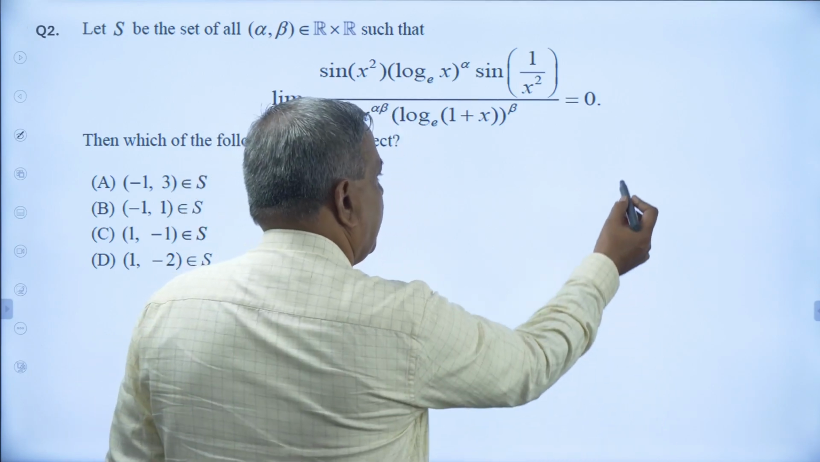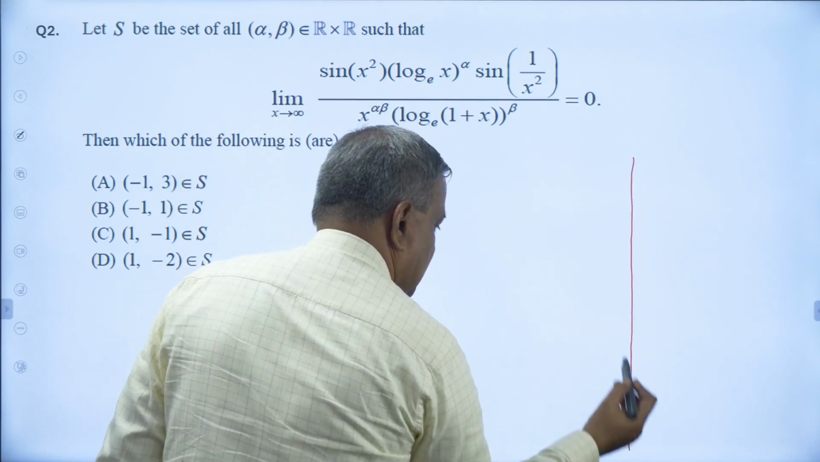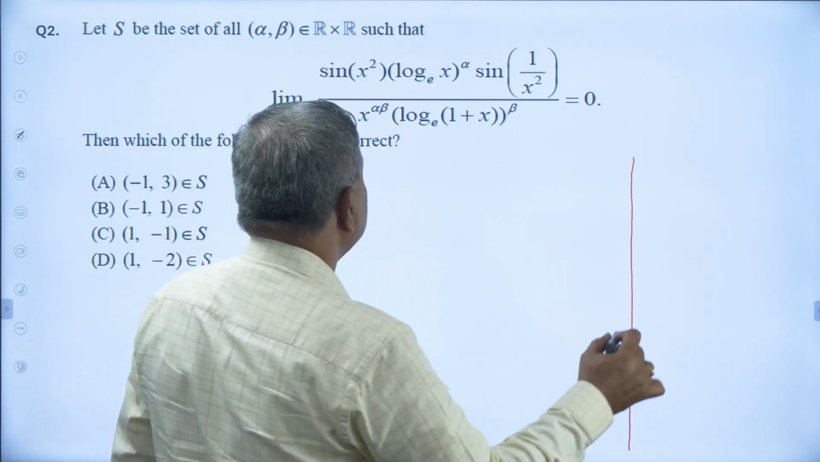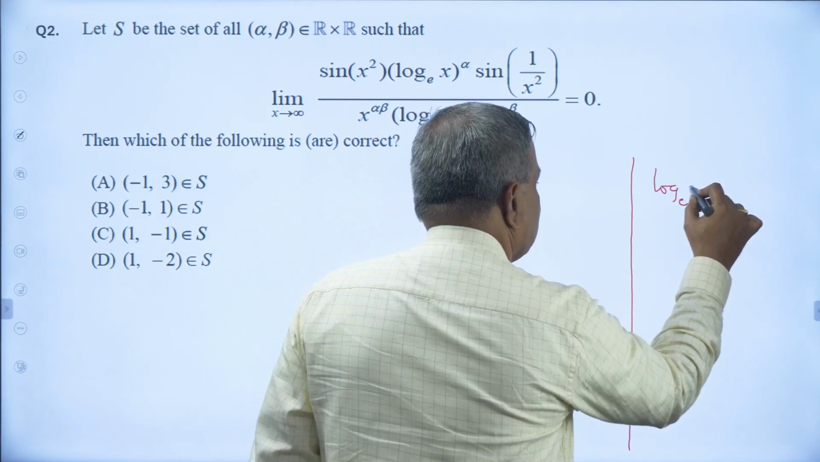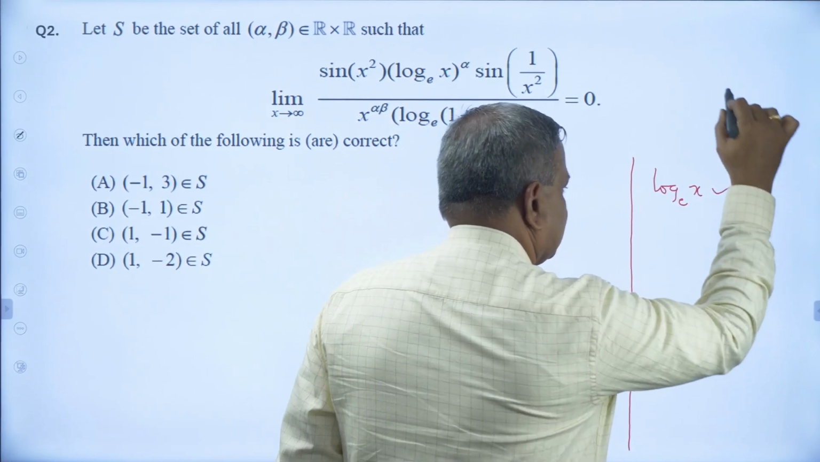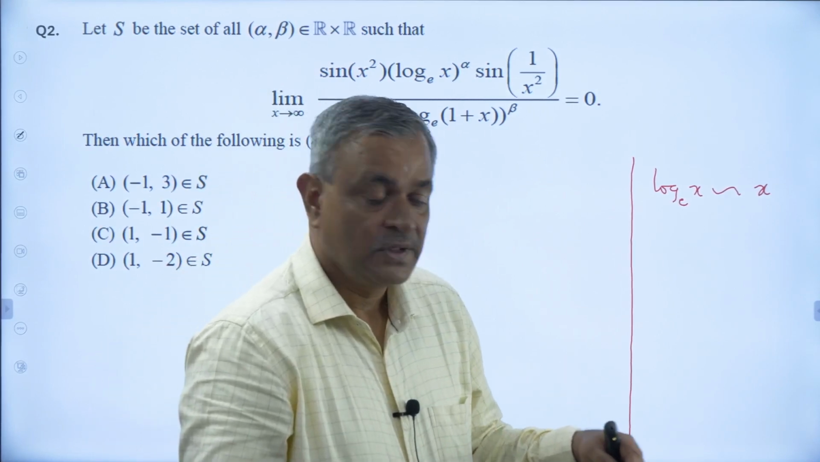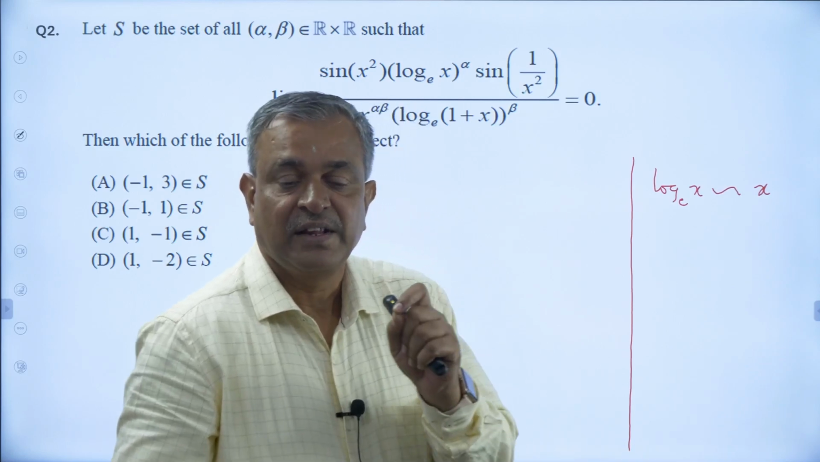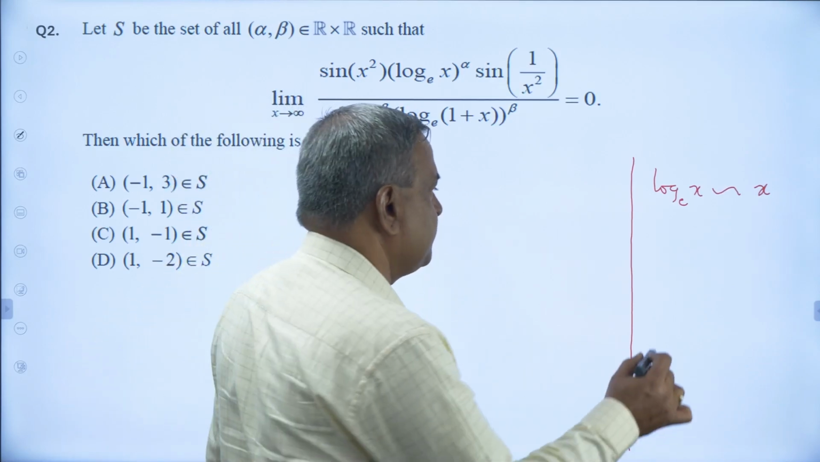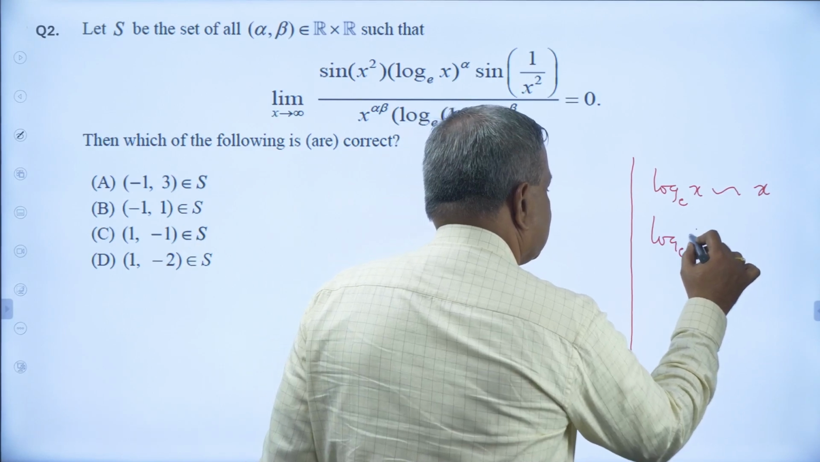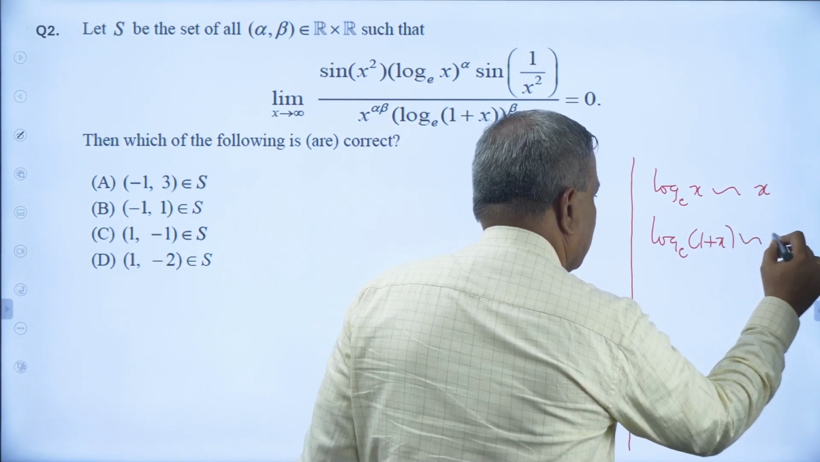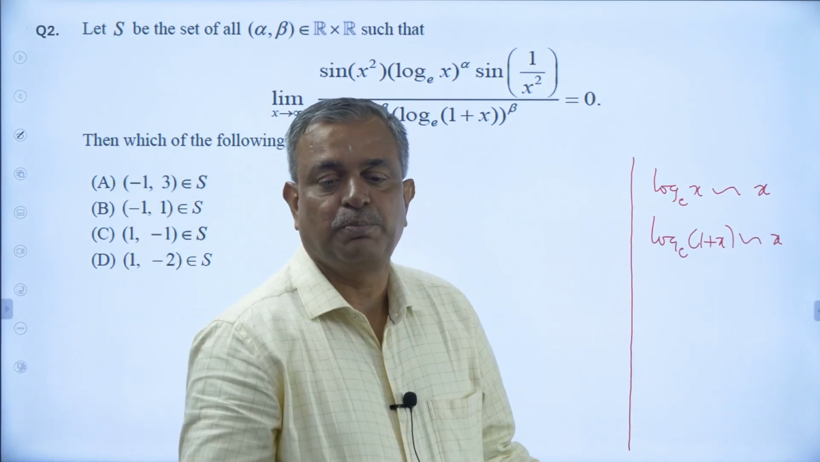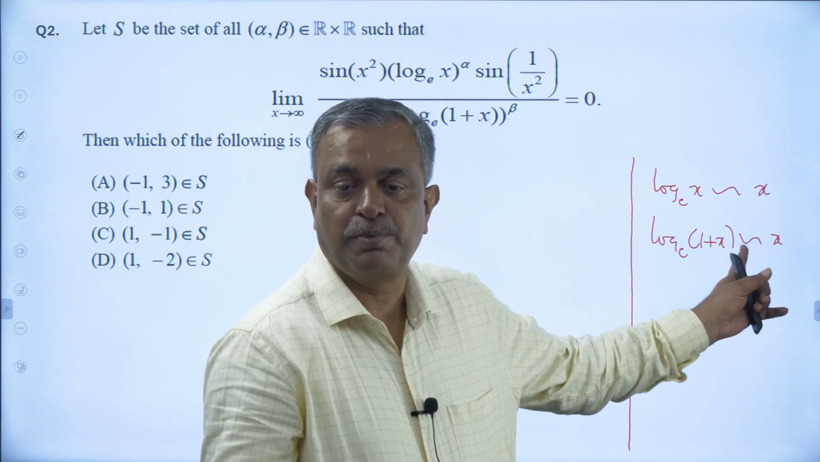So the concept here: if x is extending to infinity, log base e of x you can write approximately as x. When extending to infinity, log base e of 20,000 or 30,000, like that, you can say approximately this x. If that strikes your mind, the problem is done. Similarly, log base e of 1 plus x we write approximately x. That is the only trick in that. If you catch this logic, the problem becomes very easy. That is the most important logic here.